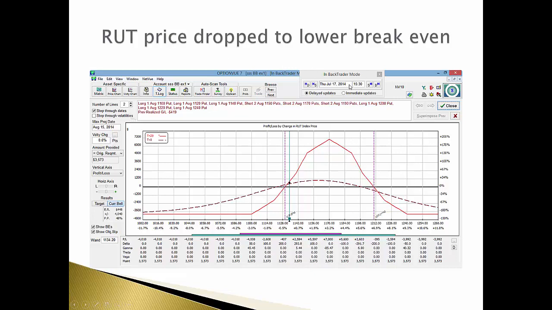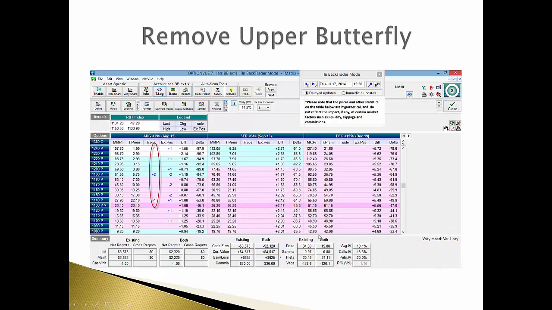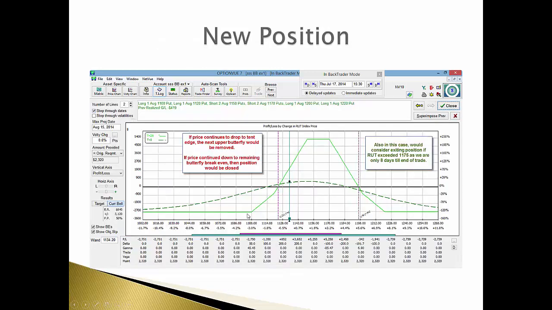So we go to July 17th, the market continues down. I hit my lower break even. That being the case, not my lower break even, but the lower part of my expiration graph. That being the case, I'm going to just exit this upper butterfly. So I'm going to come in here. I'm going to sell off my 1190 butterflies. I'm going back into a 2/3 of a position.